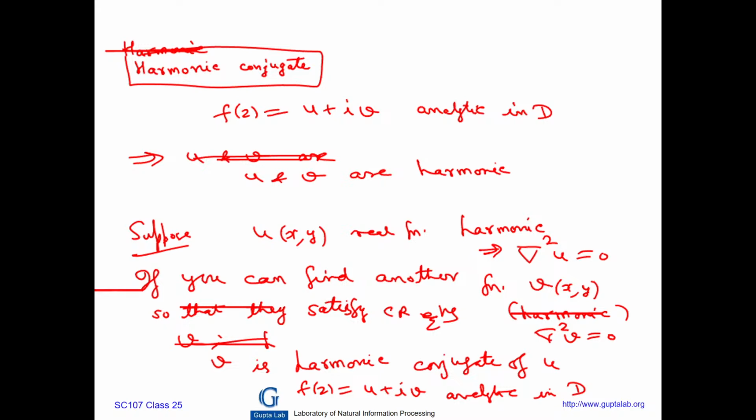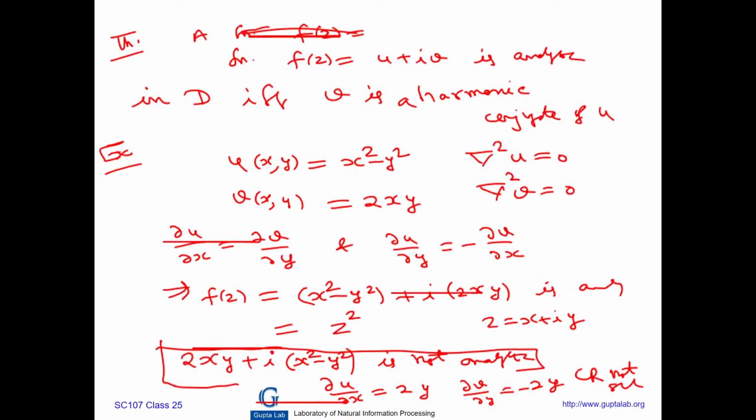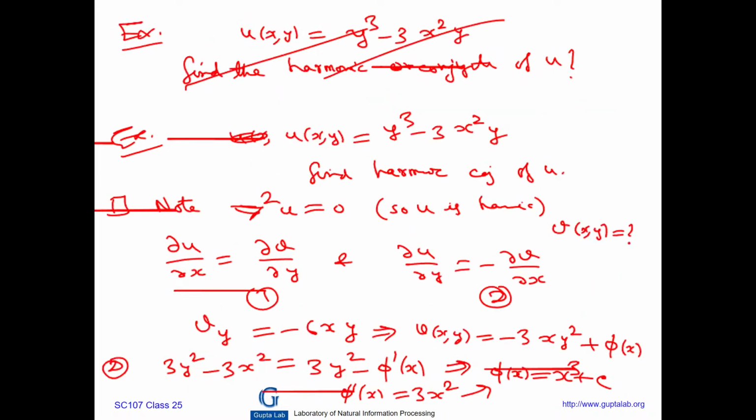I have shown you that f(z) is analytic if and only if v is a harmonic conjugate of u. Okay, I think this I have done. If u is something like this, find the harmonic conjugate of u.